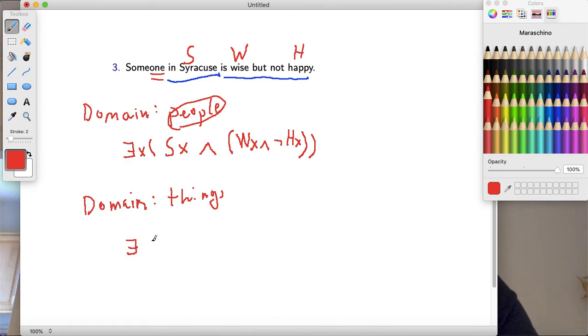I have to say there exists some object x in the domain of things such that x is a person and x is from Syracuse. Right? So there exists some object x in the domain of things, which is a person and is from Syracuse, and now I again do my main predicate, is wise but not happy. So we have wise x but not happy x.